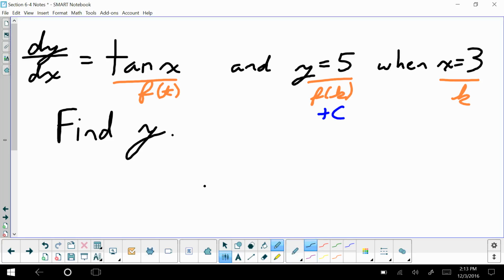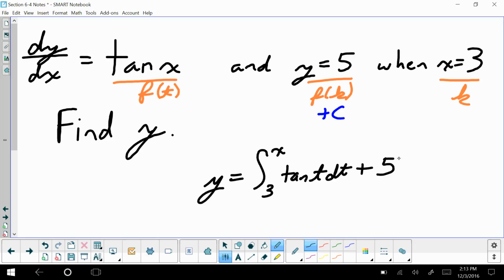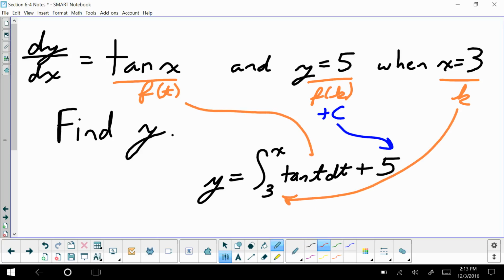So when I'm figuring out what y is, the y has to be the antiderivative, which we now know is called an integral. My lower bound is going to be that 3. My upper bound is just going to be x, of my tangent, and I'm going to use a dummy variable of t here, with respect to t. Because my x is being used in my upper bound, I need a dummy variable in the integrand. And then plus the y value when x is 3, plus 5. So this just goes here, this is going here, and this goes here. And there is our integral defined function.